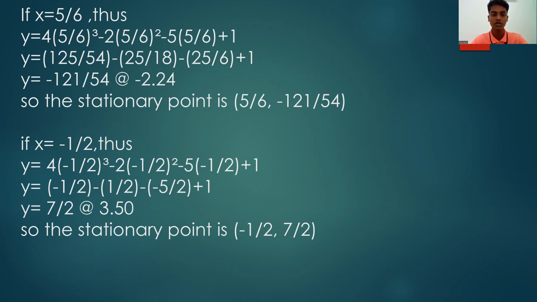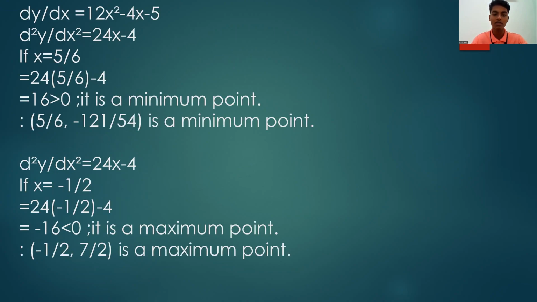So after finding the stationary points, we move on to find whether our graph has a maximum point or a minimum point. In order to do that, we differentiate it again, so it is the second differentiation. If we do that, we get 24x minus 4, and then we put back the value of x that we got before. We get 24 times 5/6 minus 4. So the value we got is 16, which is higher than 0. So it is a minimum point.